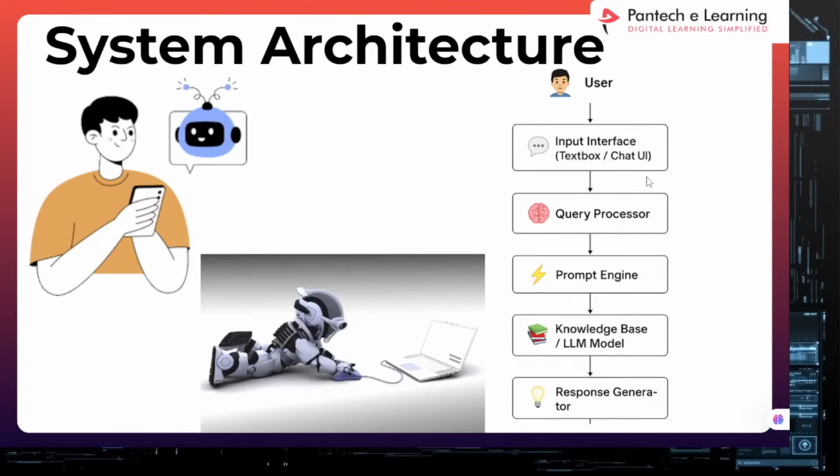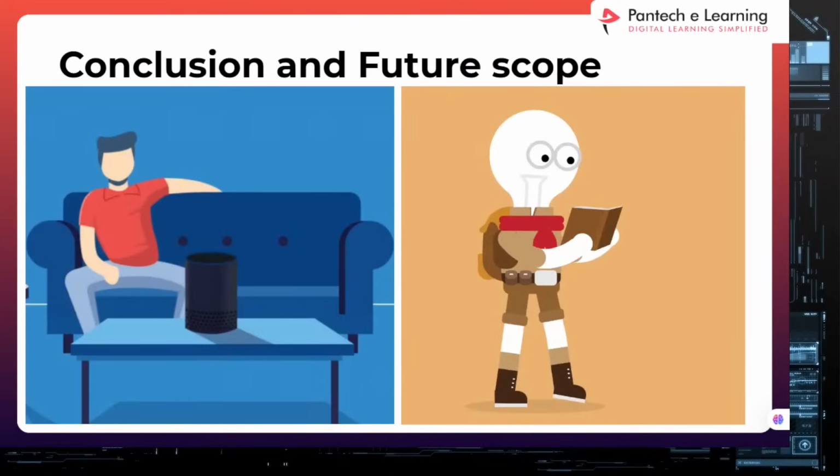Then later you have to apply the prompt engine, meaning the selective prompt along with your LLM model. Then, because of your enhanced input question, you will get the output. That is the system architecture. After completion of the system architecture, I should go through the conclusion and future scope.